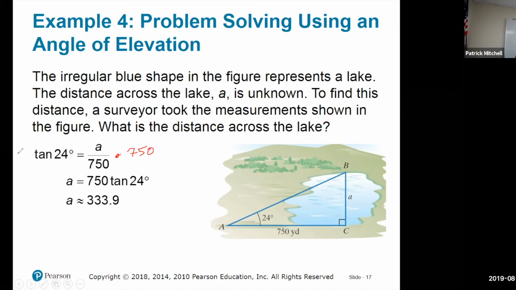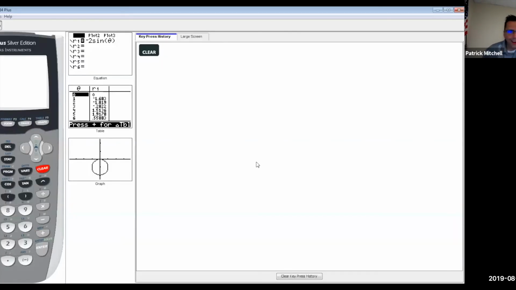So I'm multiplying both sides by 750. And that gives me what you see on the next line. So that goes away and that goes away. That leaves me with A equals 750 times tangent 24 degrees. Okay, so I have to figure out 750 times the tangent of 24 degrees. Let me just make sure I am in degree mode. I am not in degree mode. I need to switch to degree mode.